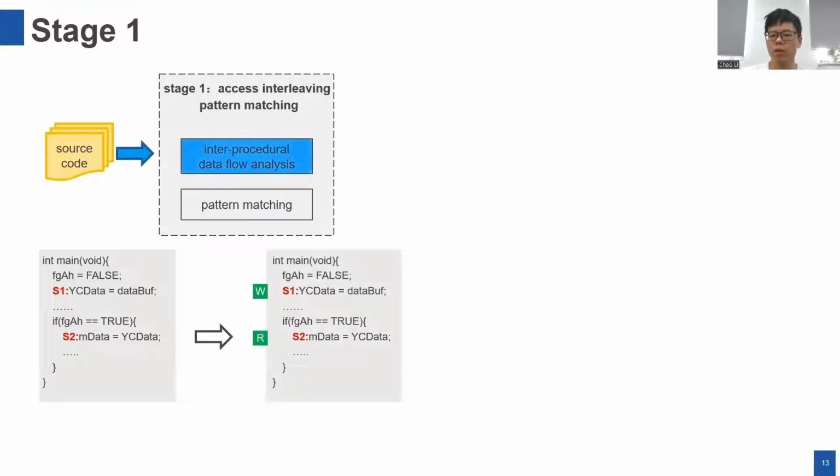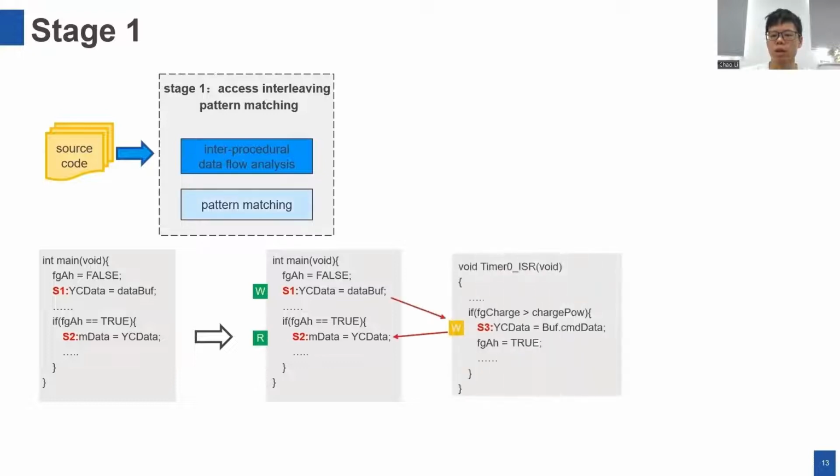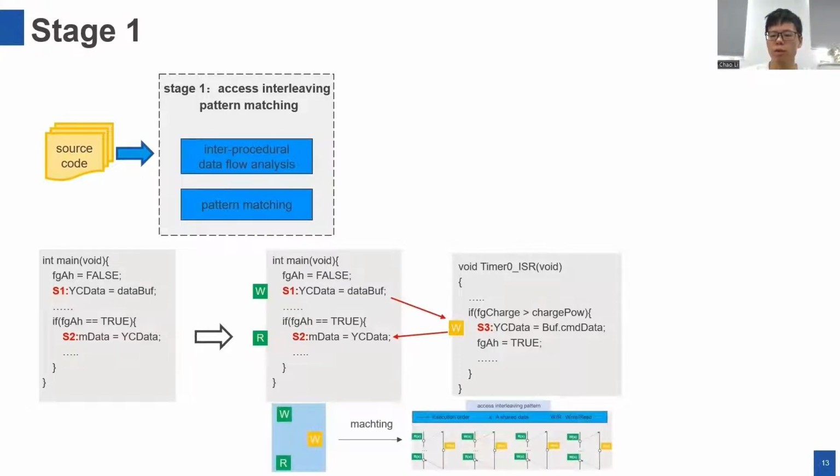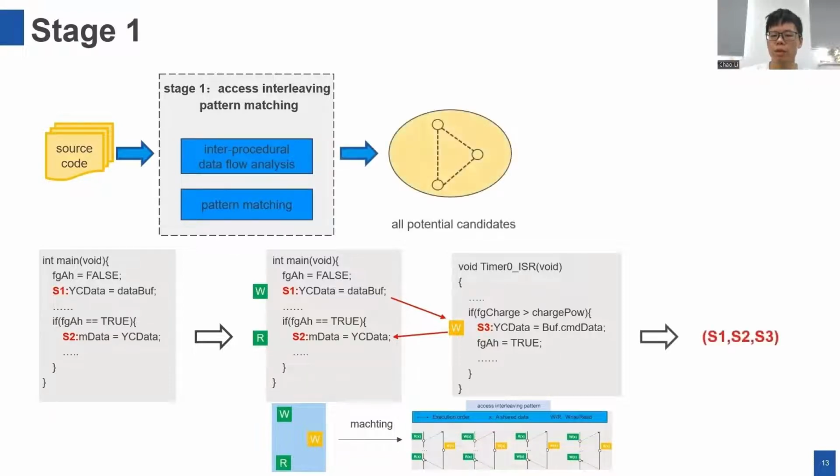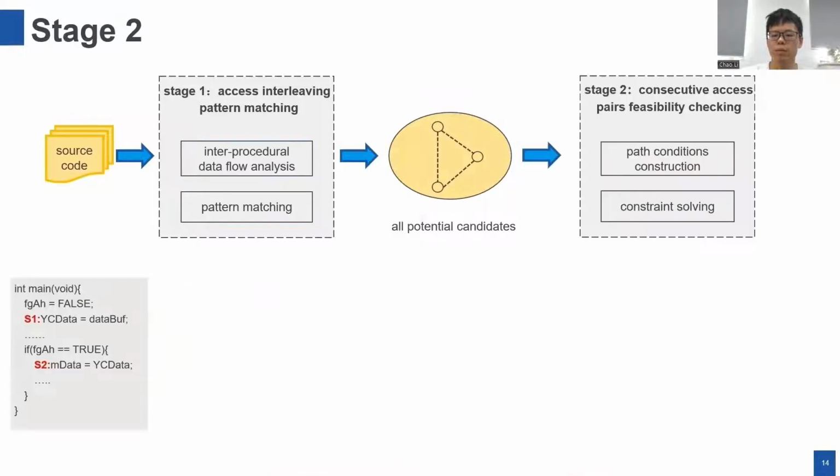We first identify consecutive local access pairs using interprocedural data flow analysis. Then, we compile the interfield access for pattern matching to identify the 3 accesses that belong to the access interleaving pattern. These interleavings are atomicity violation candidates to be checked in the subsequent stages.